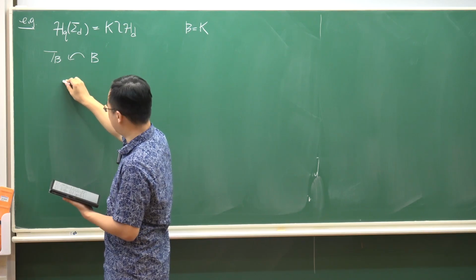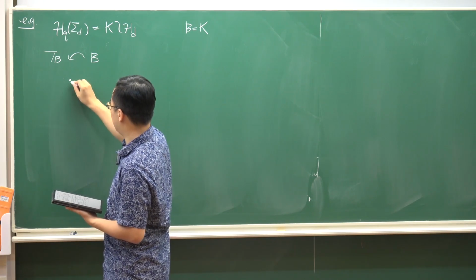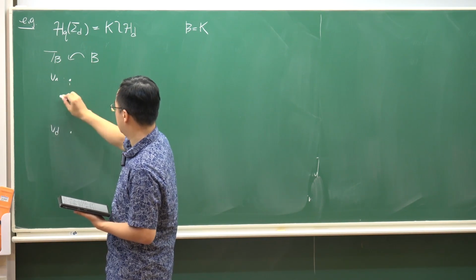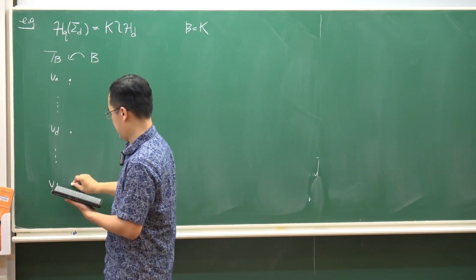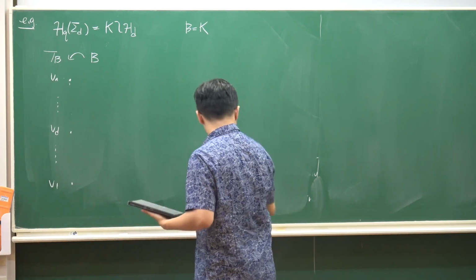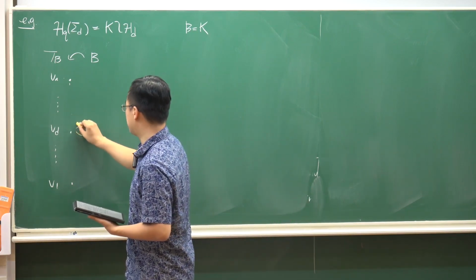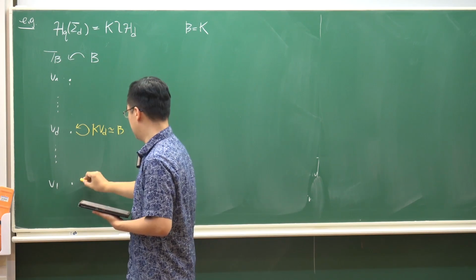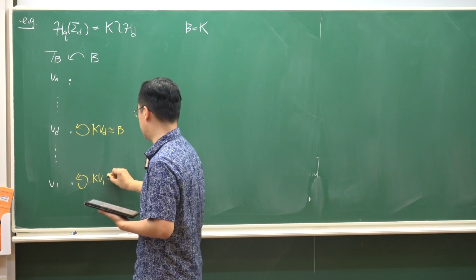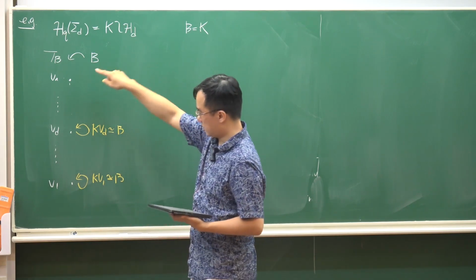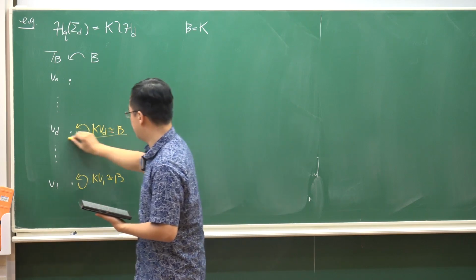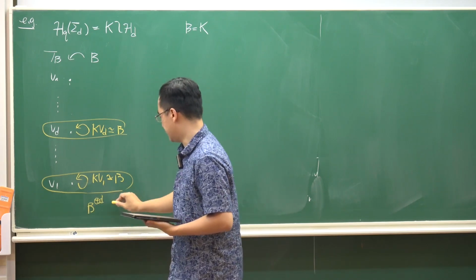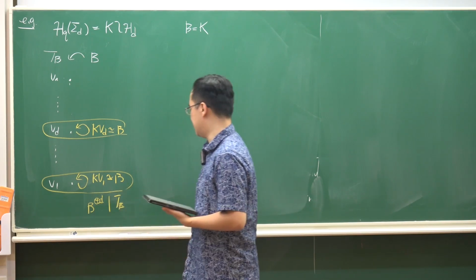So pictorially, your TB consists of those basis vectors V_n, V_d, V_1. And the right action of B is just right multiplication. So K V_d is isomorphic to B, K V_1 is isomorphic to B. So as long as n is greater or equal to d, you have a direct sum B to the d sitting inside your TB.